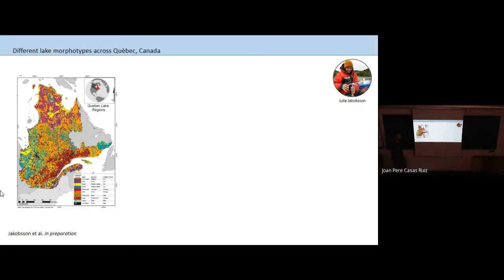This is a map that a colleague of mine, Julia Jacobson, produced. And this shows the distribution of different lake morphotypes. Okay? Lake morphotypes meaning lakes with different combinations of size, shoreline complexity, and vertical profile, right? And you can see that it's not random at all. There are some regions that are dominated by some specific types of lakes, right?